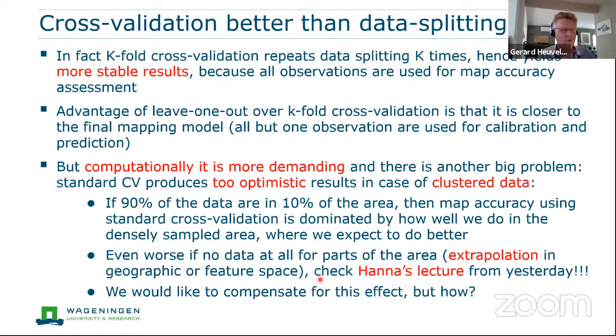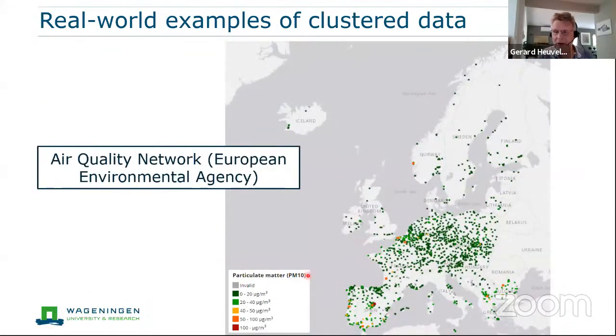Right. So we would like to compensate for this effect. The fact that standard cross-validation and also random data splitting wouldn't do a good job, wouldn't provide an unbiased, reliable estimate of the map accuracy in case of clustered data. And clustered data happen a lot.